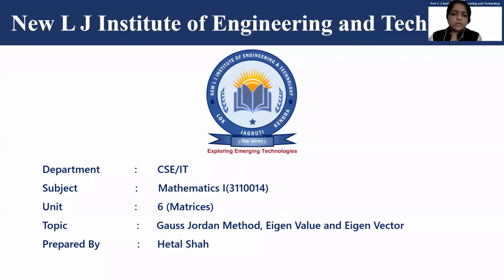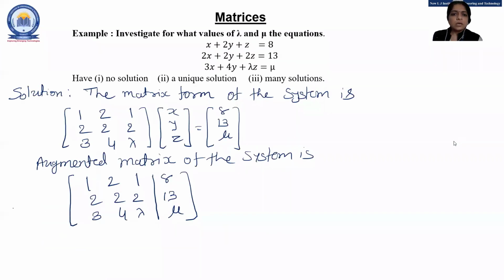Today we continue our lecture with the Unit 6 matrices, and our topics are Gauss-Jordan and eigenvalue, eigenvector. So let's start the examples with the Gauss-Jordan method. Today's lecture is an important lecture, so please concentrate.